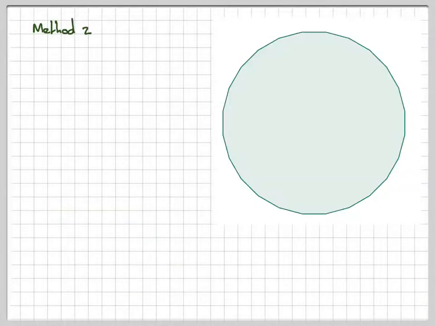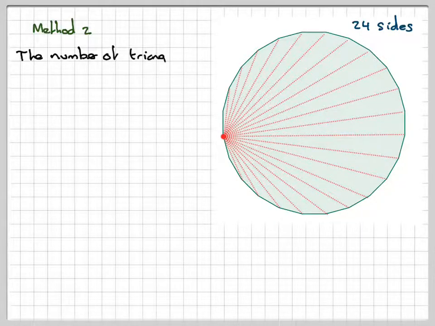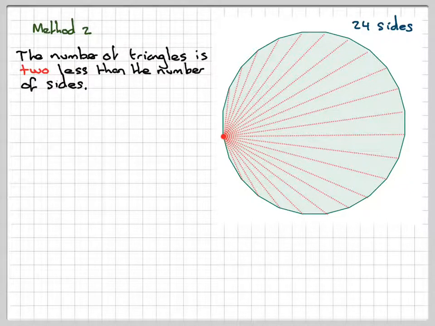The second method involves picking a point, and then from that point you draw lines to make up triangles. And if you count the number of triangles here, you'll see that there is actually 22. Just pause the video if you're not sure of that. We have 24 sides, and the number of triangles is always going to be 2 less than the number of sides. That's always true for any polygon.